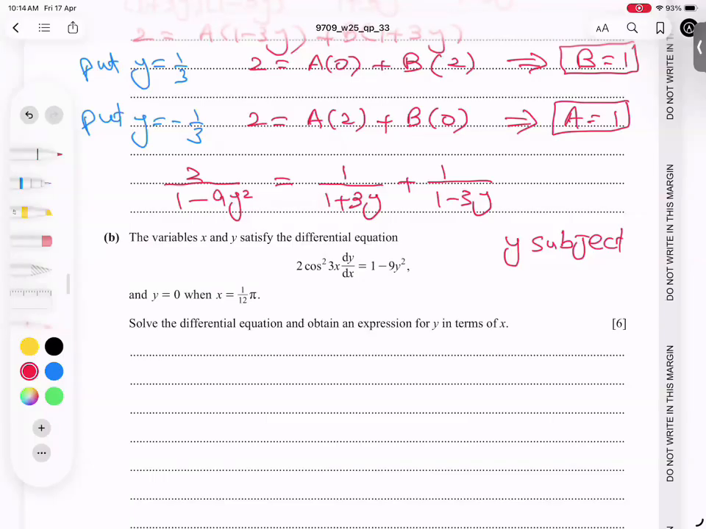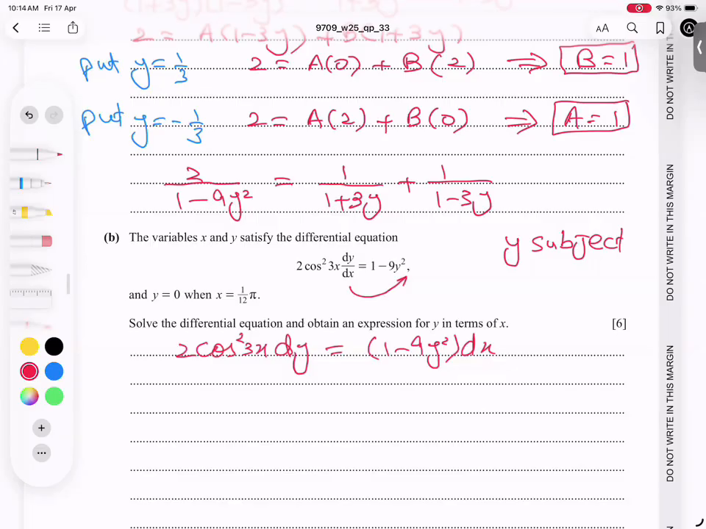Part B, we have students, and we have to solve it. Given these values, what is our objective? The plan is to make y in terms of x. So how to make it now, students? Job number one, we will do separation of variables. 2 cos square 3x dy here, but this dx will multiply there. Okay, then what after this?